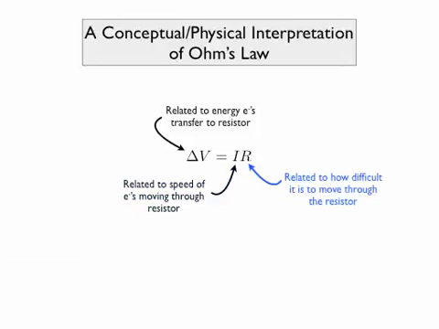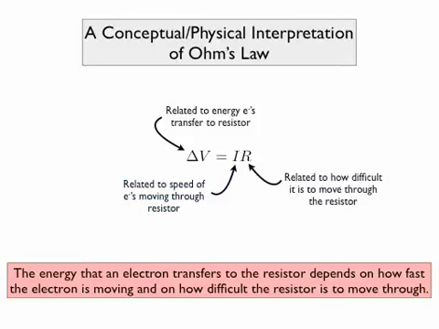So what Ohm's law basically says is that the energy that the electrons transfer to the resistor depends on how fast the electrons are moving, that's the current, as well as how difficult the resistor is to move through, that's the resistance. So delta V, the energy that the electrons lose, is related to I, a measure of how fast they're moving, times R, a measure of how difficult it is to get through this resistor.